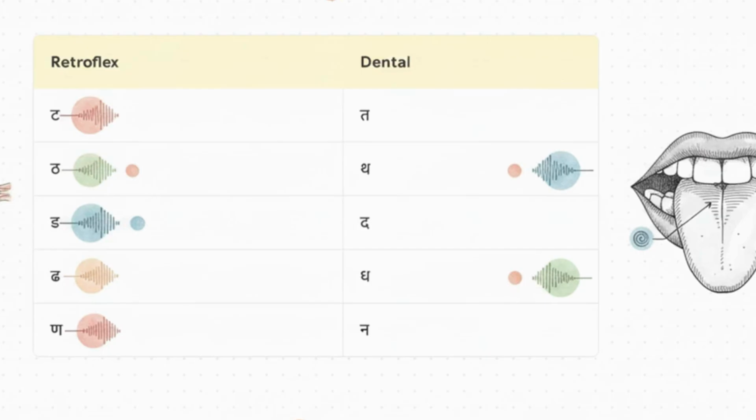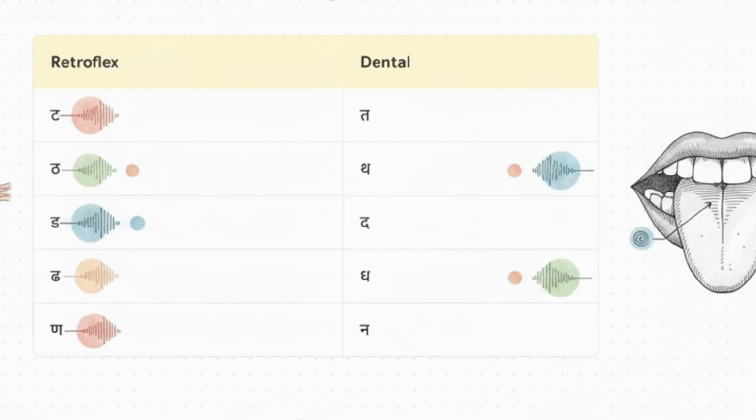The sounds in these 2 groups are different. The sounds of tavargaha are called Murdhanyaha or retroflex sounds. For these sounds, the tongue curls slightly backward. The sounds of tavargaha are called dental sounds. For these sounds, the tongue touches the upper teeth. Listen carefully to know the difference.